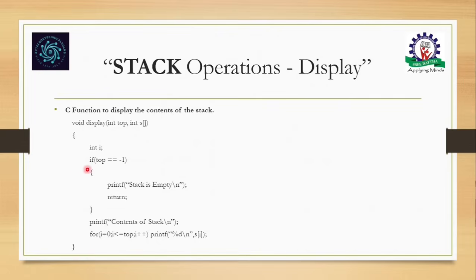Else, if this condition fails, top is not marking at -1, which proves that some elements are available in the stack body, hence we need to print them. So the if body will not be executed; it goes to the next line, printf. First it prints 'contents of the stack'. Next it starts executing the for loop. It starts from 0 and prints up till top. This is the way we display the contents of the stack.